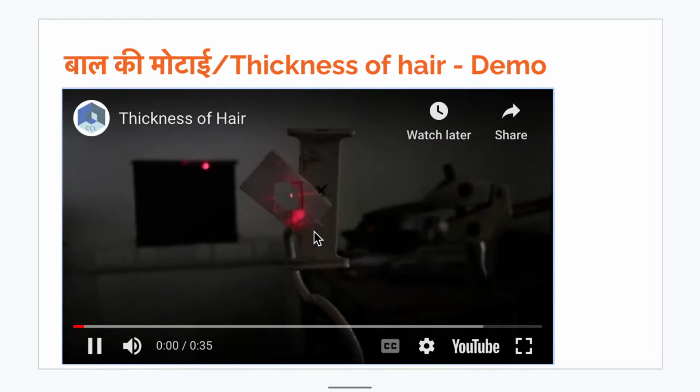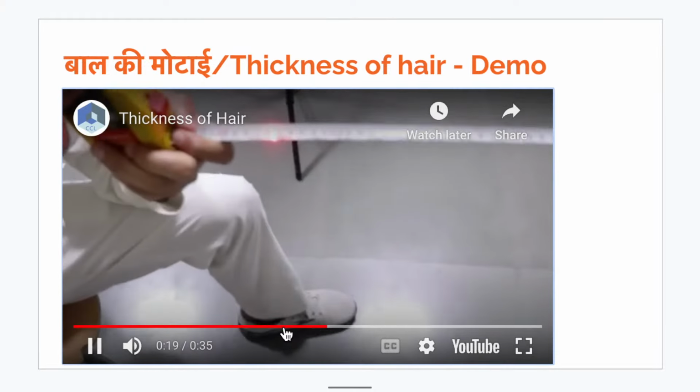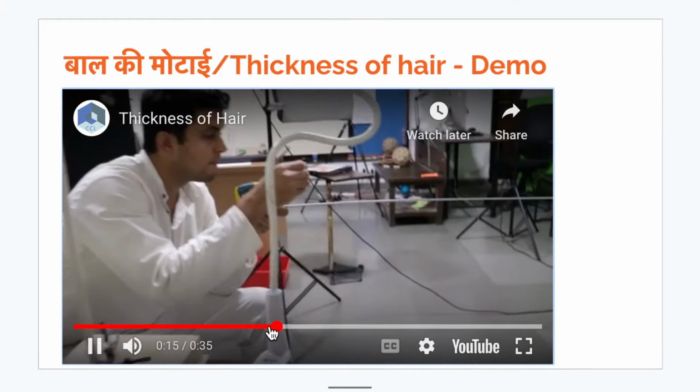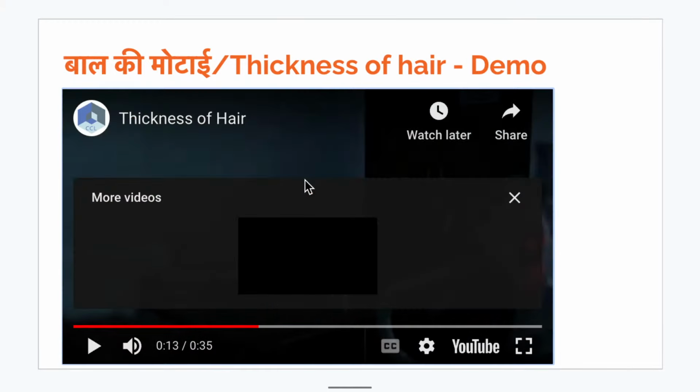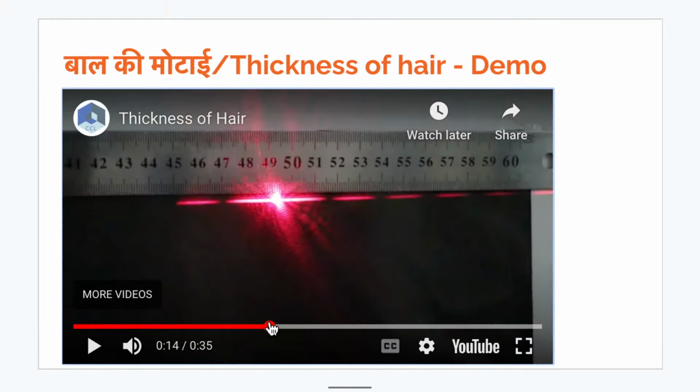So we have tried figuring out the width of our hair, human hair, using this. So let me show you the demo. So this is a piece of paper जिस पे वो we have pasted the hair, the strand of hair, and then the laser is shining on the strand of hair, and then the laser goes through it, and then it creates a diffraction pattern. I'll just show you the diffraction pattern again. Yeah. So this part. So this creates a diffraction pattern.